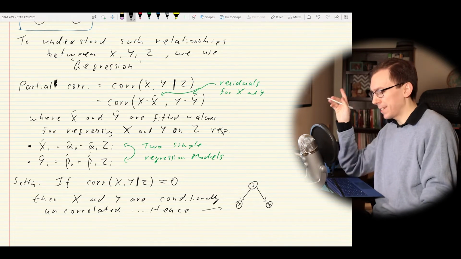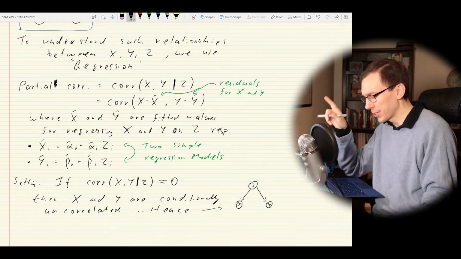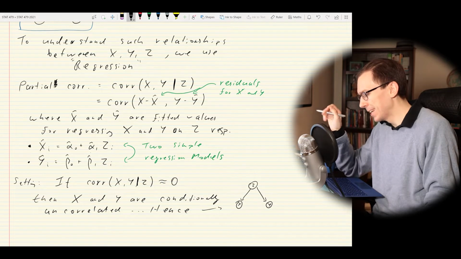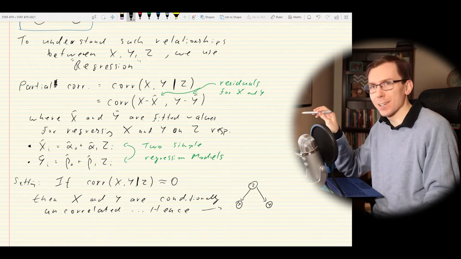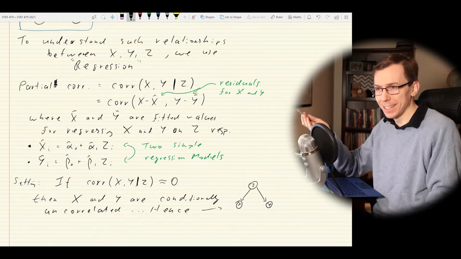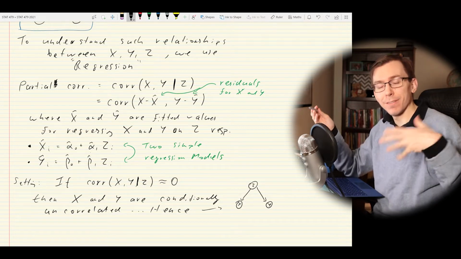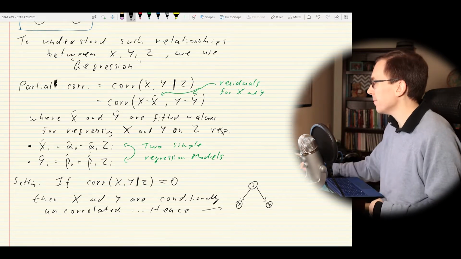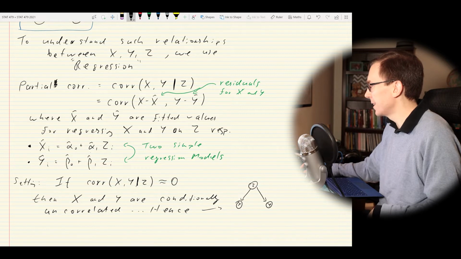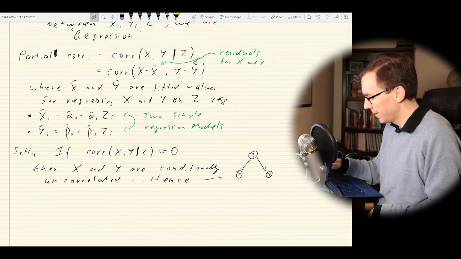Yeah, so that's where I was confusing myself between correlation and partial correlation. In this case, if we have a partial correlation that's 0, what we're saying is that the residuals look uncorrelated. So the only reason why x and y would be related would be through some other variable z, which is kind of an interesting case.